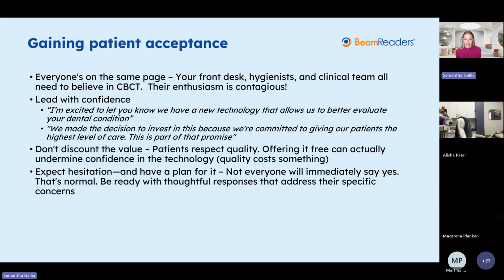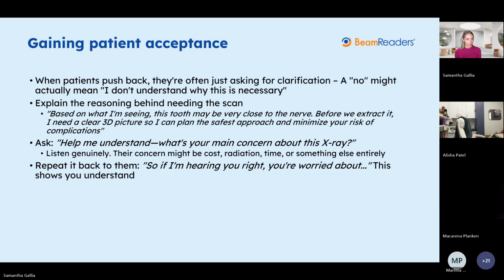Not everyone's going to immediately say yes, just like not everyone immediately says yes to fluoride, root canals, basically anything. Just be educated so that when those questions arise, you're able to successfully answer them and address the patient's specific concerns. Oftentimes I find that when patients push back, they're just asking for clarification. If somebody says, "No, I don't want that," it might actually just mean, "I don't really understand what's going on, or I don't understand why this is necessary," kind of pushing you to see if it is necessary. And I find this with other areas of dentistry as well.